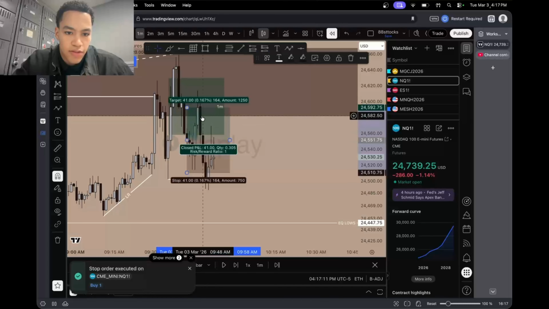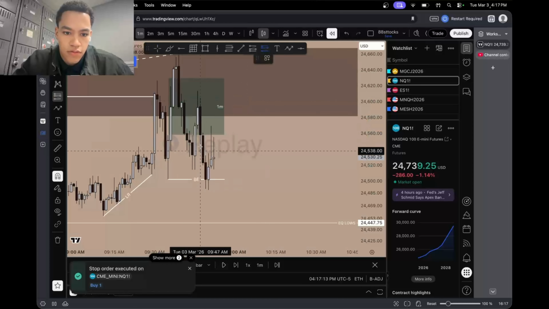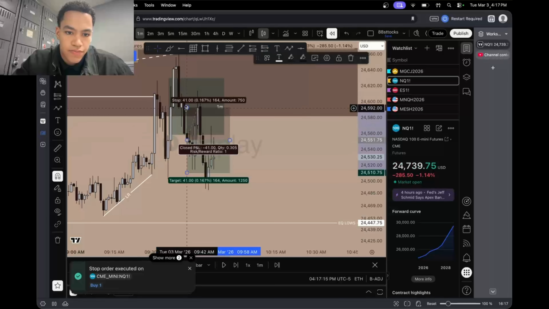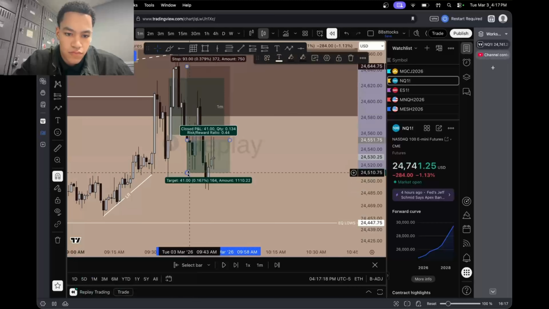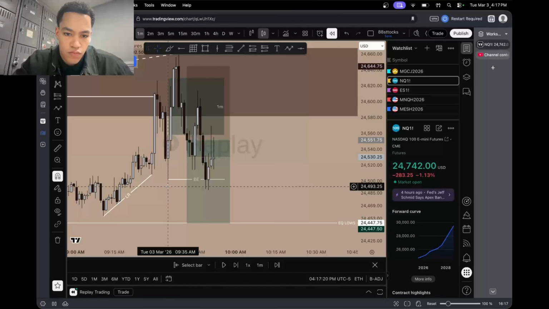This is the trade. Let me put the position tool on. That's the wrong one. Position tool right here. Perfect.